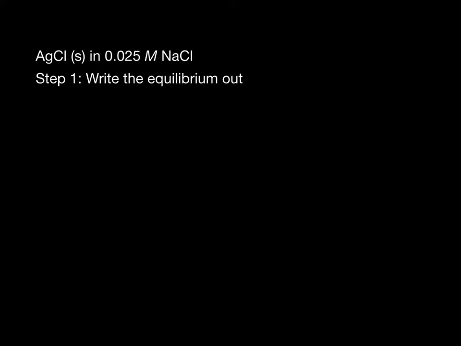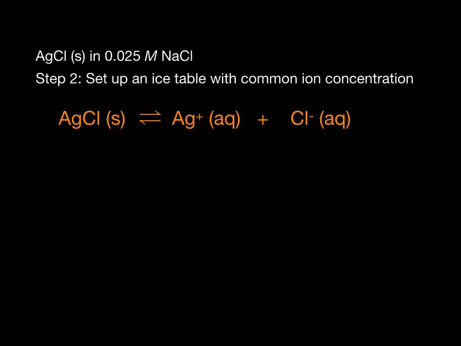So the first thing we want to do is write the equilibrium out for the solubility reaction. We have silver chloride in equilibrium with silver ion, which is aqueous, and chloride ion, which is also aqueous. You should know the charges of silver are +1 and the charge of halogens are -1. Be sure to always write the states in these equilibria. This equation is balanced, so we can go ahead and move on to the next step.